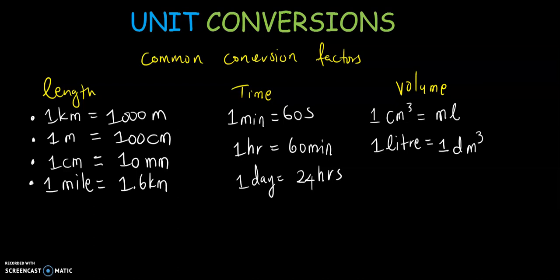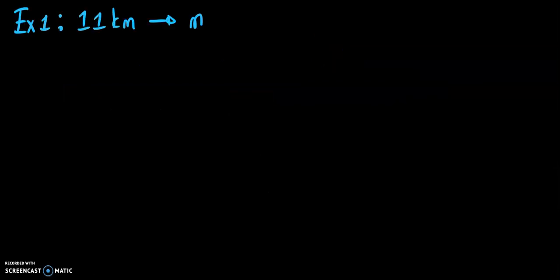Now, I want us to do examples. So we are going to start with a simple conversion. We are converting 11 kilometers to meters. The first step is to rewrite what we have been given, 11 kilometers. Next, we multiply with the conversion factor. But before doing that, before throwing in numbers, let us deal with the units first.